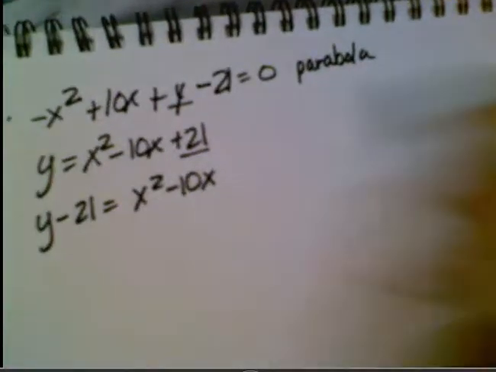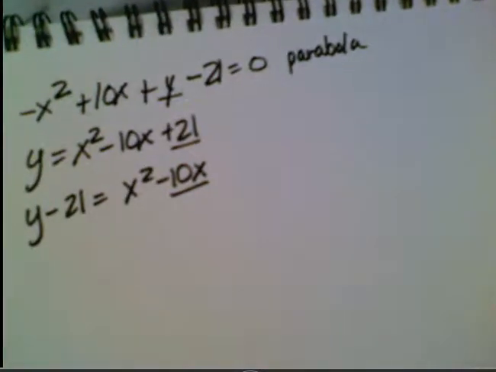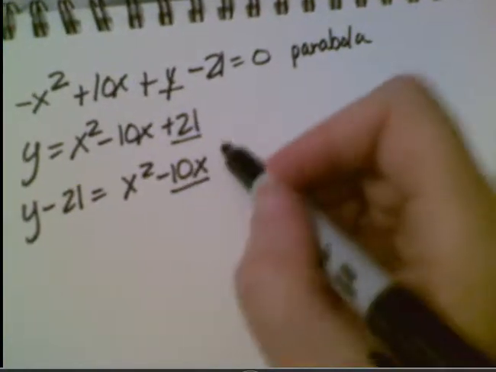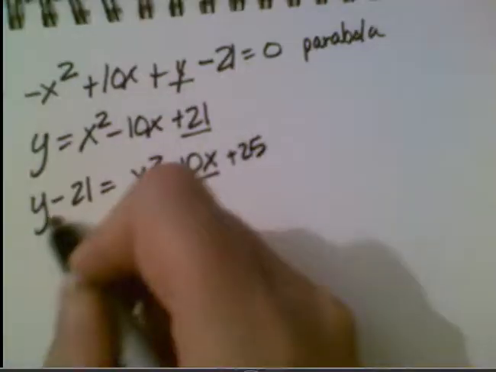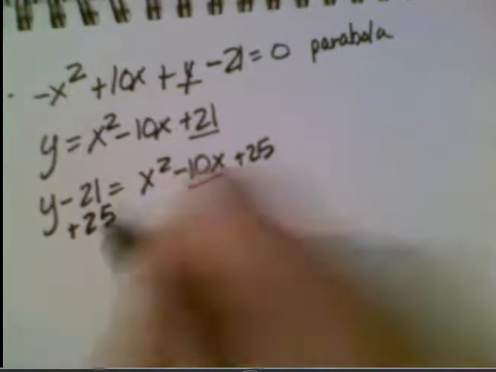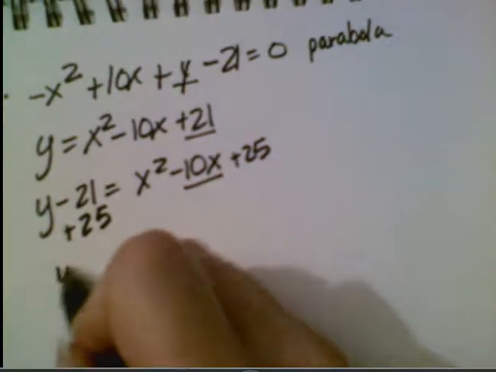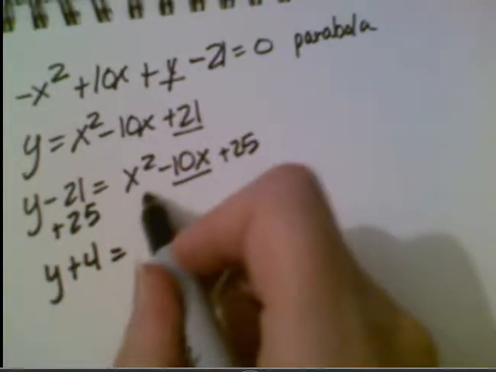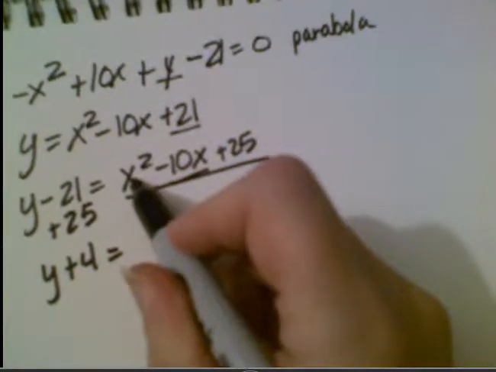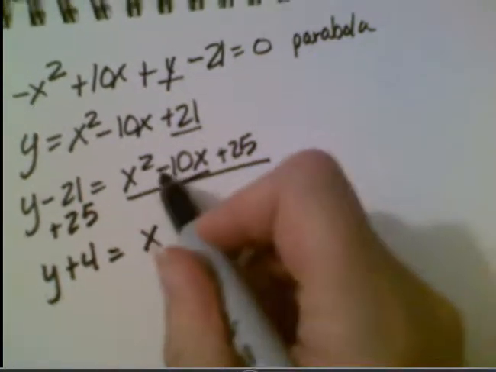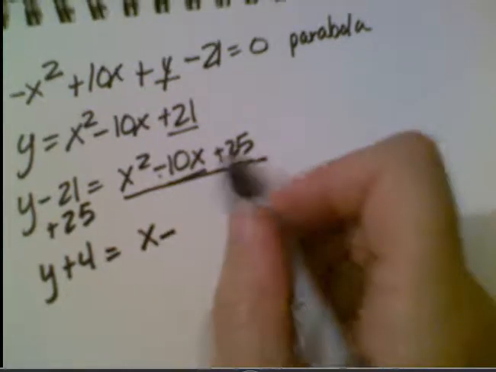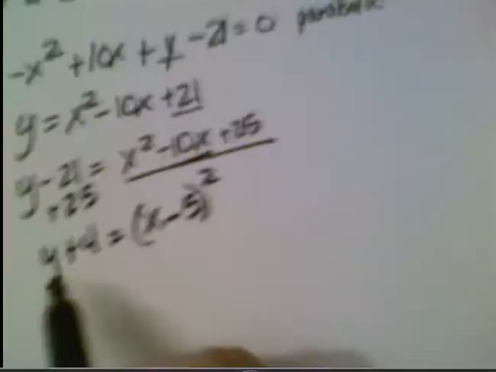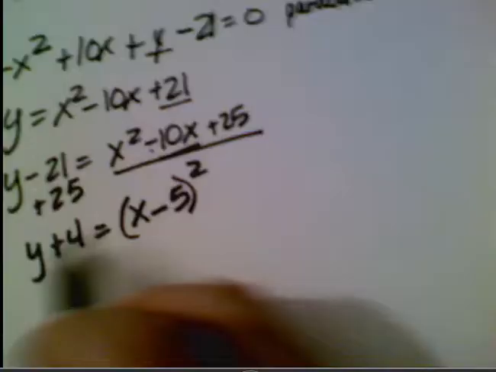To complete the square, I take half my middle term. Half of 10 is 5, and I need to square it. 5 squared is 25. And I'm going to add 25 to both sides. So I get y plus 4 is equal to, and now I'm going to factor this part: square root of my first term, same first sign, square root of my last term, quantity squared. I'm going to now move this plus 4 over to the other side.